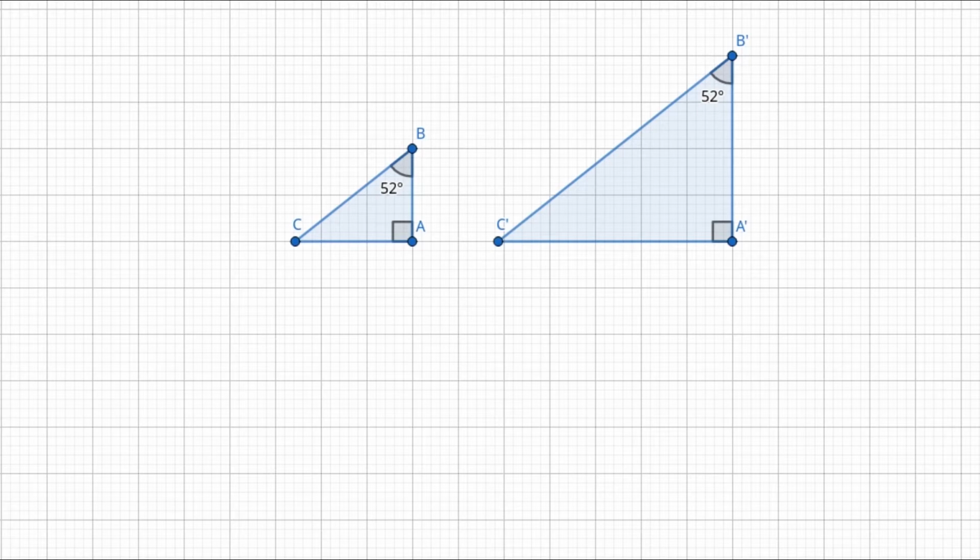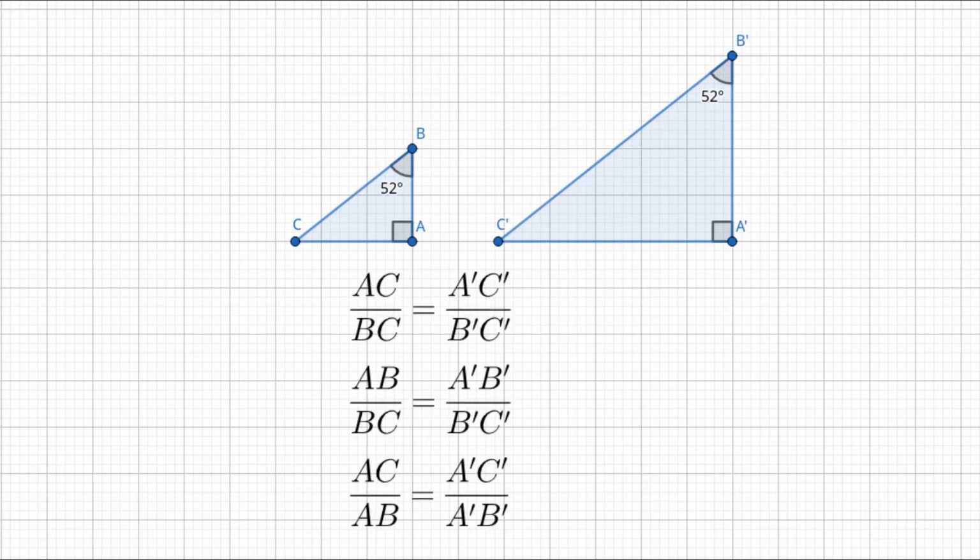For instance, AB to BC is the same as A prime B prime to B prime C prime, regardless of how big or small both triangles are. So all three of these ratios here are true, no matter how big or small the triangle is, and this is true for any right triangle with an angle of 52 degrees. This lets us say we have some triangle, and we don't know much about it, but we know it has an angle of 52 degrees. Just from that, given that it's a right triangle with a 52 degree angle, we can automatically find these ratios by comparing it to a different triangle with 52 degrees. And since these values are constant, we can express them using a function.